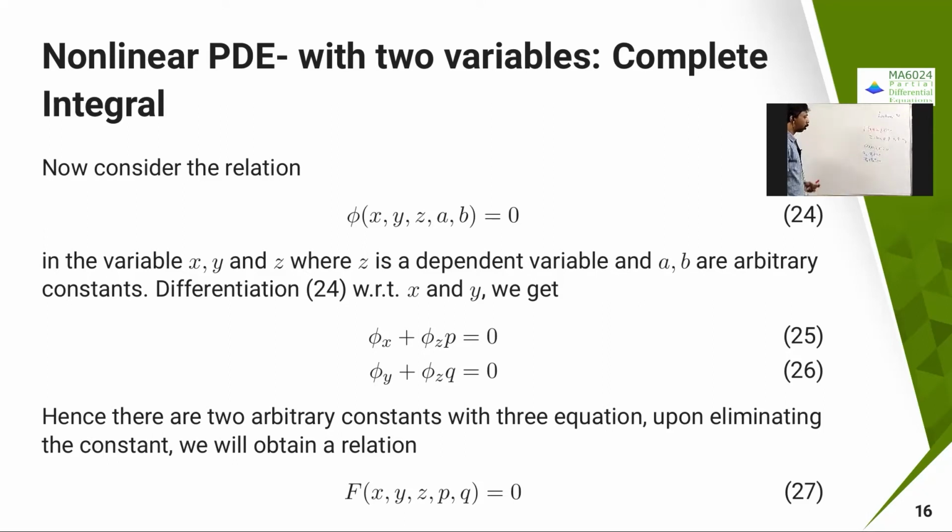So there are two arbitrary constants, but three equations here. The two arbitrary constants you have to eliminate using the three equations. Upon eliminating the constants and substituting, you are going to get f of x comma y comma z comma p comma q equal to 0. We'll obtain this relation. Let us see that.